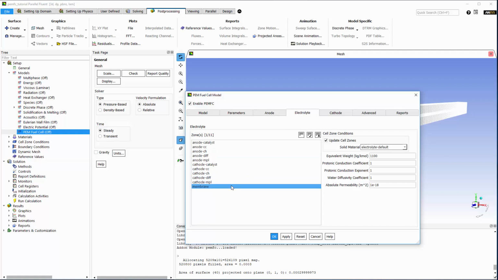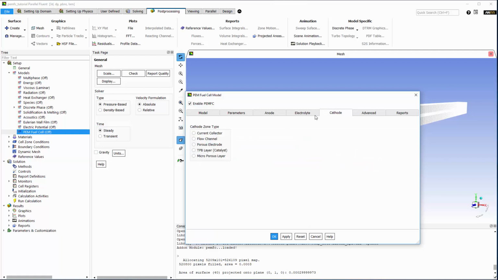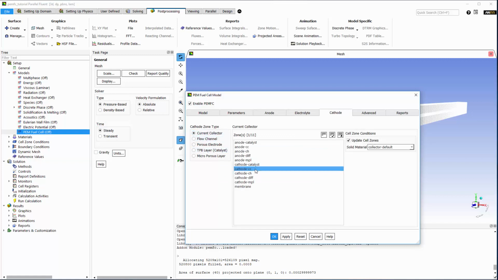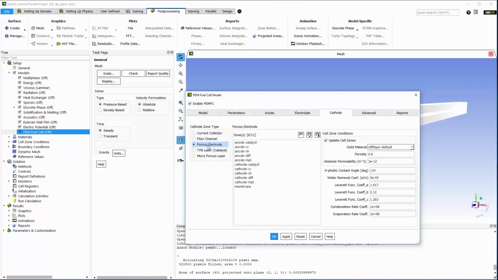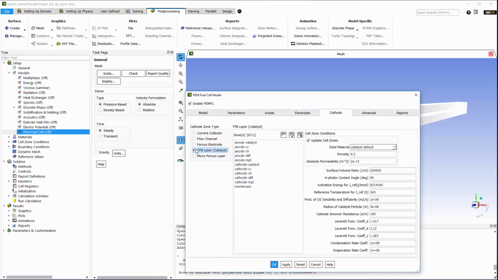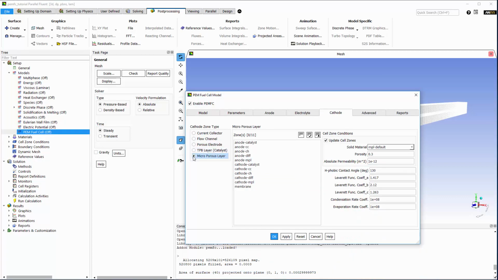Now I will set up the cathode, which of course is structurally analogous to the anode. The current collector for the cathode will collect the electrons generated by the anode cell. The flow channel will conduct a flow of oxygen to the electrode surface. The cathode's porous electrode will facilitate the diffusion of oxygen gas from the cathode flow channel. The catalyst will, of course, catalyze the conversion of the diffused protons and oxygen to water. The cathode will contain a microporous layer in this case.